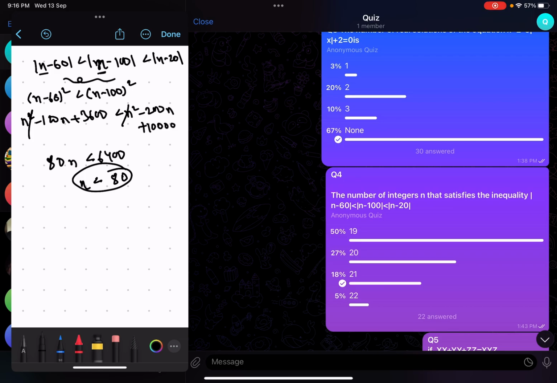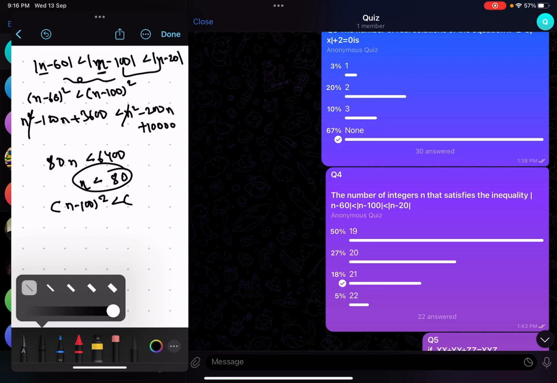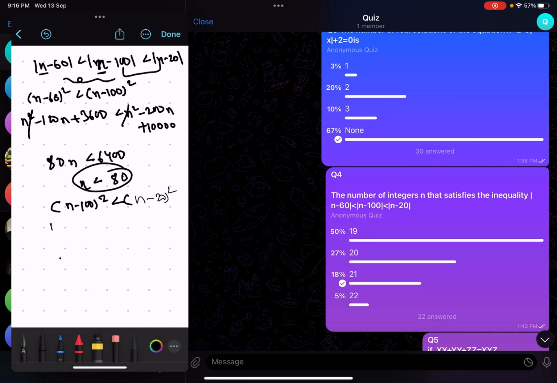Now the second case will be by taking this and this. So it is (n minus 100) whole square less than (n minus 20) whole square. Squaring again, n square minus 200n plus 10,000 less than n square minus 40n plus 400. This gets cancelled, this goes to this side, this goes to the other side. In this case 160n greater than 10,000 minus 400.